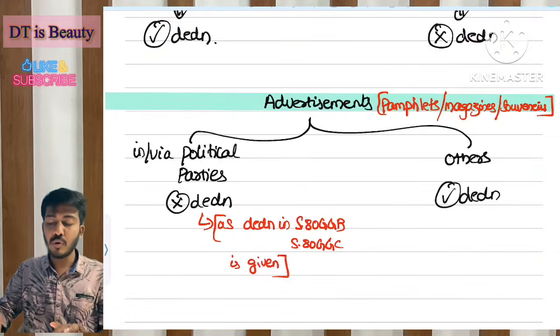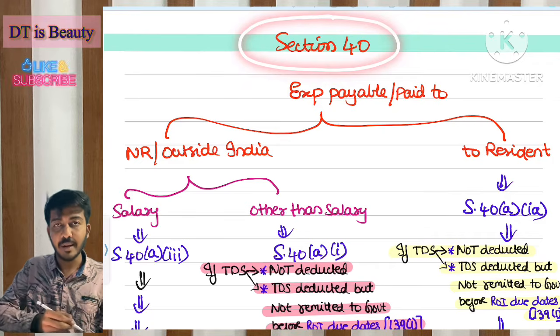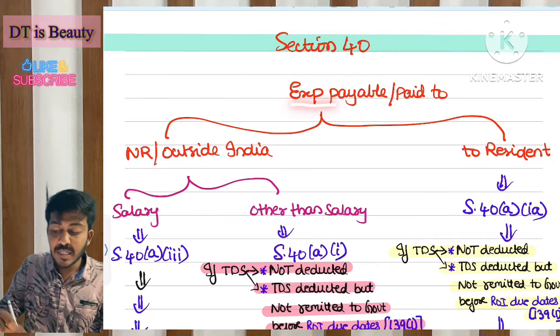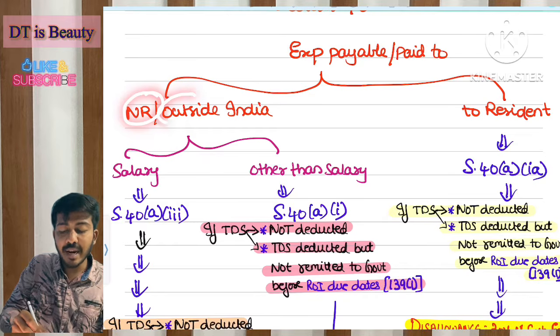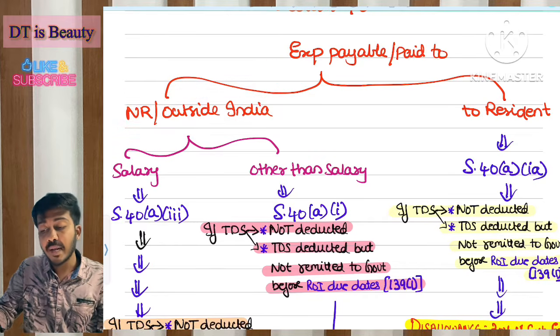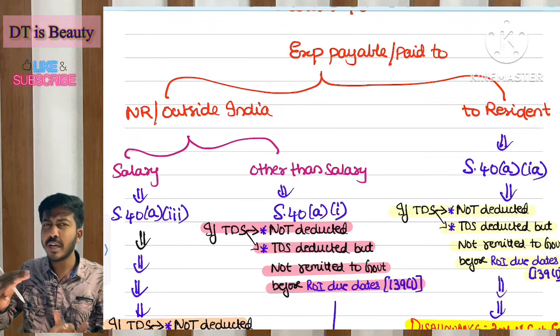Okay, we are about to reach the last stages of completion. We have entered into Section 40. Section 40: expenses payable or paid to a non-resident or outside India, or expenses payable to a resident. We will bifurcate into two categories. What is going to happen?